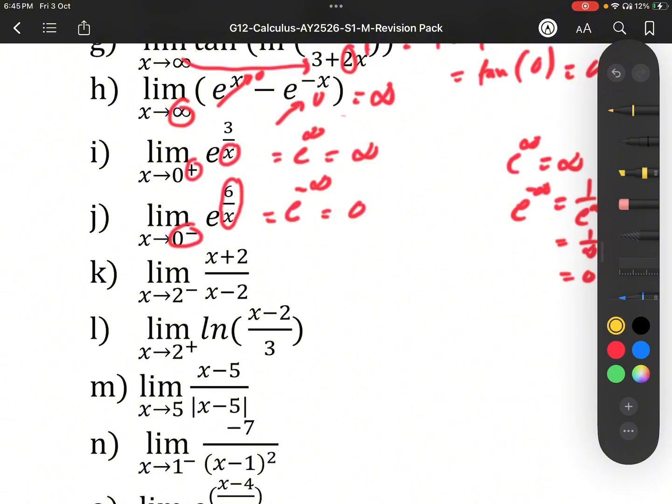K, x approaching 2 from the left. If we replace just 2, it will be 2 plus 2 over 2 minus 2, which is 4 over 0, which is infinity. So the answer is infinity. Plus or minus, we're going to see.